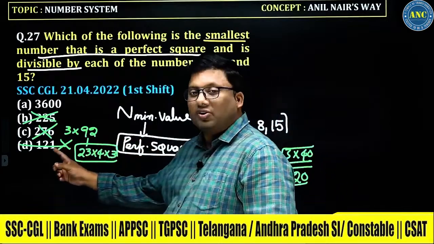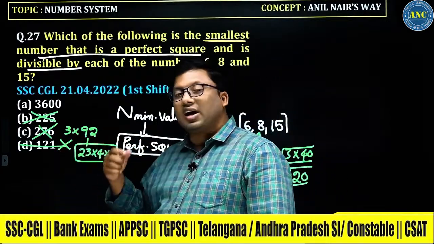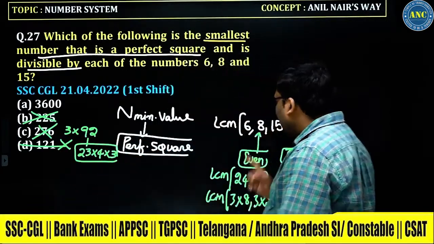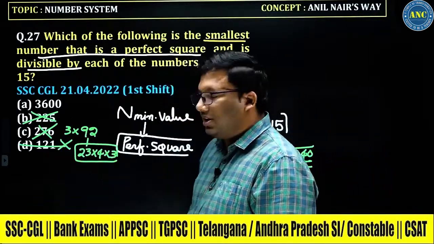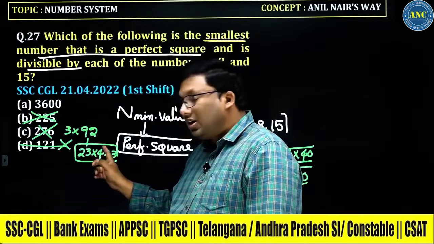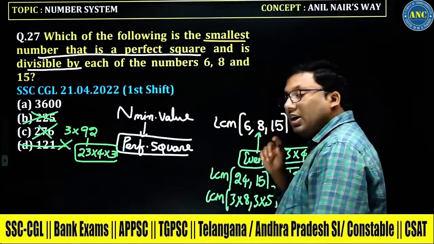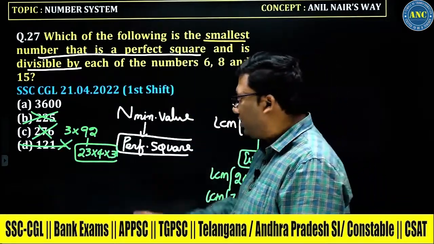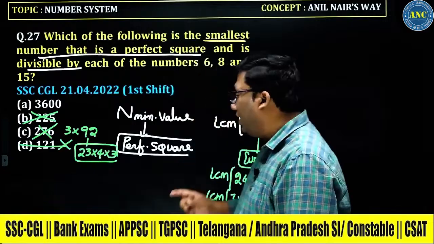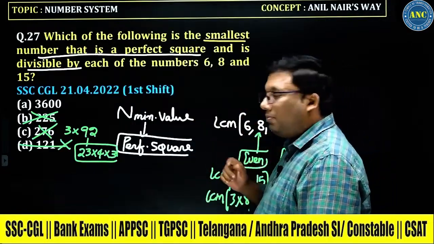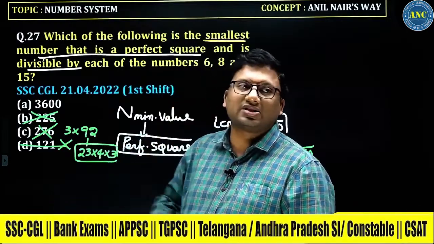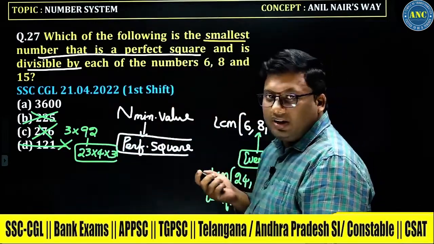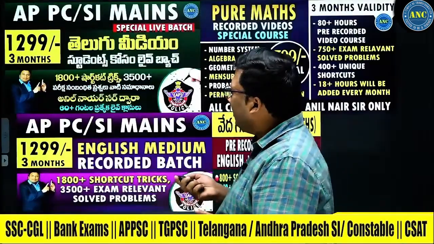The answer cannot be 121 because 121 is a multiple of 11, which is not present in any of the numbers. It cannot be 276 because 276 is a multiple of 23, and none of the input numbers is a multiple of 23. It cannot be 225 because one input number is even, so the output should be an even number. A very beautiful basic understanding question. That was the 27th question. I hope the idea is clear.